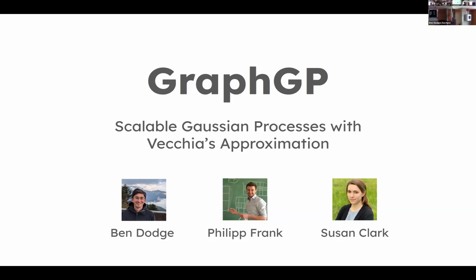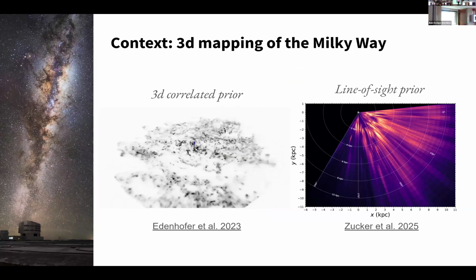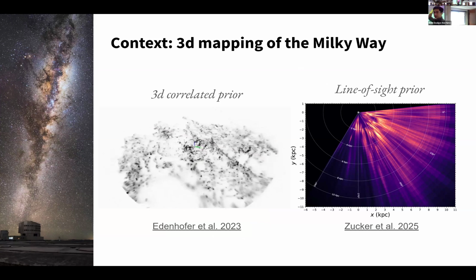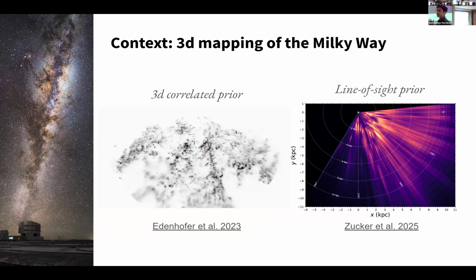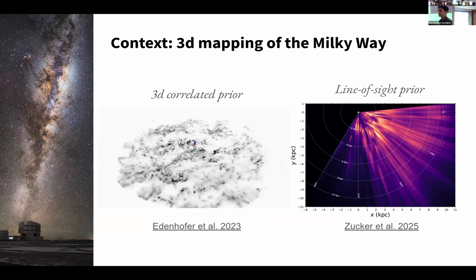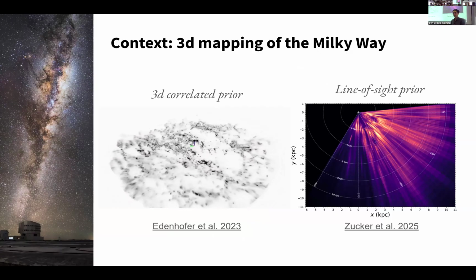So yeah, I'm Ben, and I'm going to tell you about GraphGP, scalable Gaussian processes with Vecchia's approximation. Cool. So a bit of science context before we dive into the method. This is the Milky Way. The beautiful dark splotches are dust. And for a long time, we studied dust in projection in 2D, but a big project in the field is to map it out in 3D so we can unlock a lot of new interesting science.